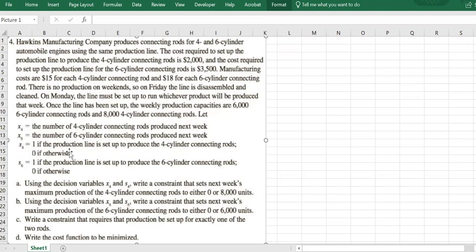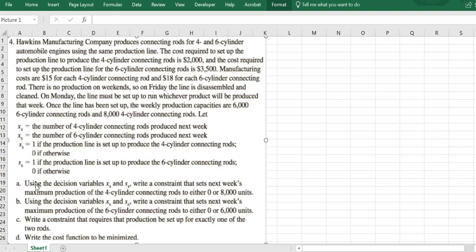The question actually defines the decision variables for us. We have X4 and X6, the number of rods to be produced in 1 week, next week. Since we have fixed cost, we need to know whether or not we are producing, whether or not X4 and X6 are positive. We have to define two binary variables, one for each type of product. We call these S4 and S6, one for 4-cylinder, one for 6-cylinder rods.